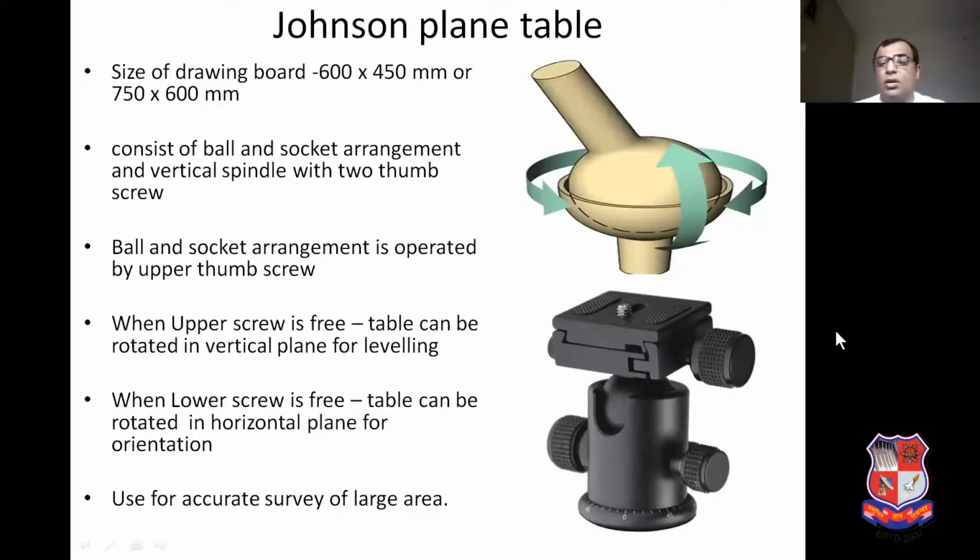So for the different functions, different screws are provided. Upper screw and lower screw are provided here. This Johnson's plane table is used when the accuracy required is comparatively high and the survey area is comparatively larger than in the simple plane table case.